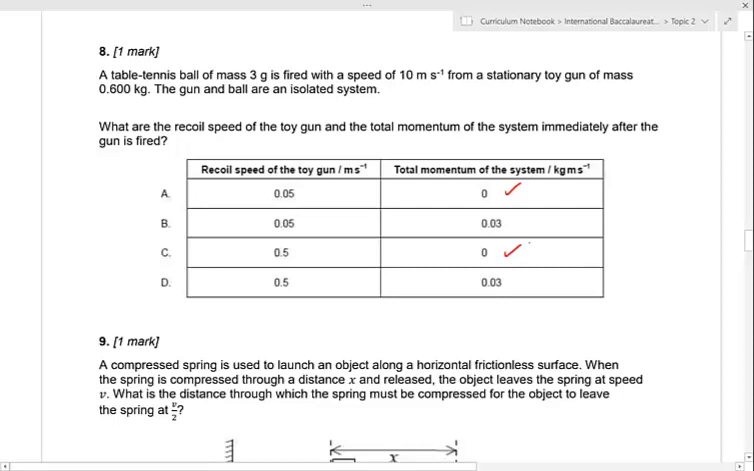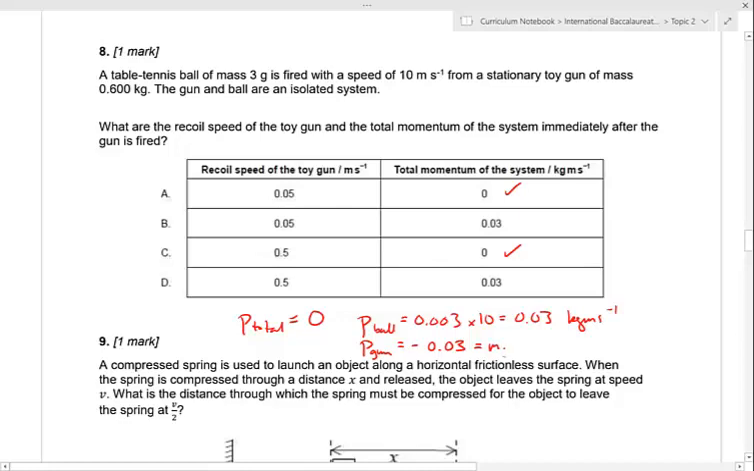Now we need to work out what the recoil speed of the gun is. So we work out P total first, which is 0, and then P ball is 0.003 times 10, which is 0.03 kilogram meters per second. And so the momentum of the gun, P gun, must be equal to negative 0.03, which must be equal to M gun V gun.